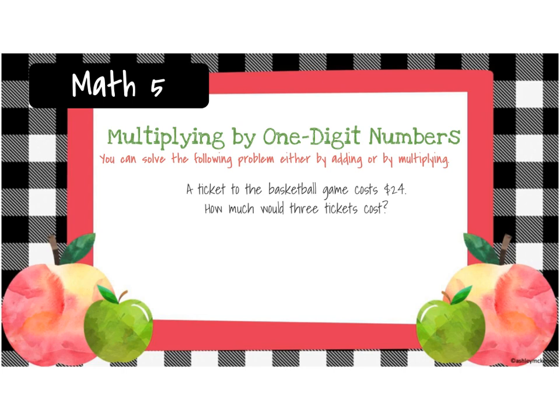So if we're looking at this problem here, it says a ticket to the basketball game cost $24. How much would 3 tickets cost? Instead of adding 24 plus 24 plus 24, which would give me an answer, I can add that 3 times. But I could also take that same number and instead of adding it 3 times, just multiply it times 3. I'm going to get the same thing.